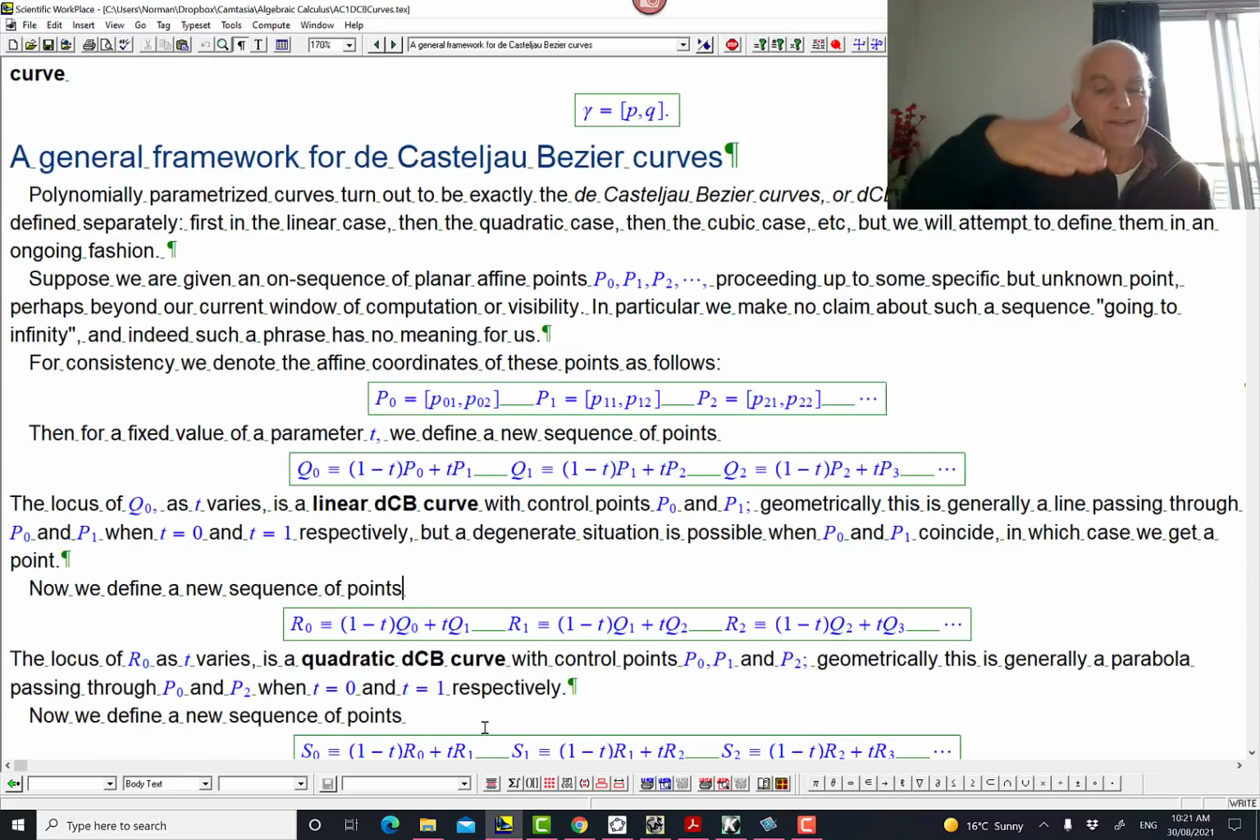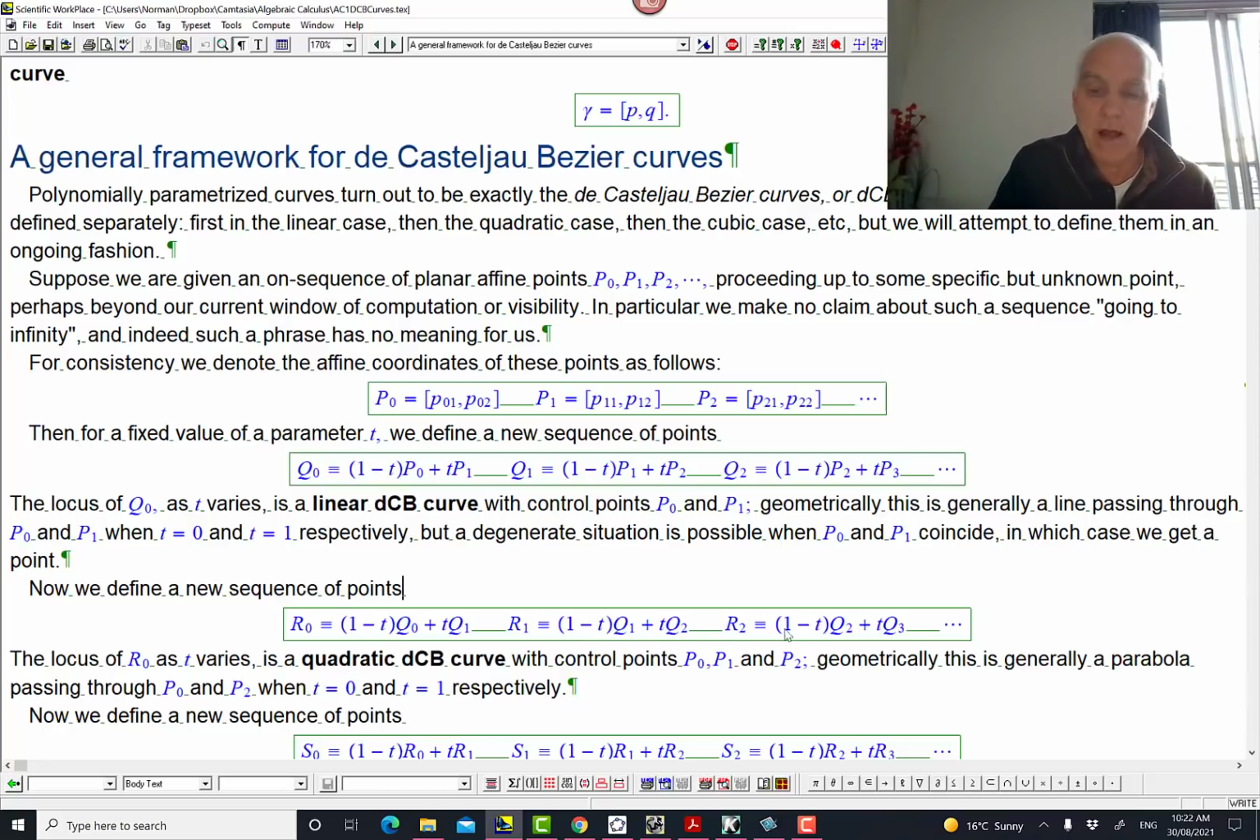Okay, and now we want to go to the next stage. The next stage, we're going from the Q points to the R points, and we're doing that in exactly the same way as we went from the P points to the Q points. Okay, so this is just the algebraic version of what I showed you geometrically with the GeoGebra app. So R0 is a combination of Q0 and Q1, and again, the coefficients depend on T in exactly the same predictable pattern that we've seen already: (1 minus T) Q0 plus T Q1. Correspondingly, R1 is a combination of Q1 and Q2.